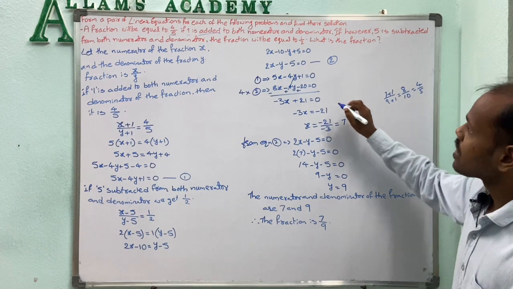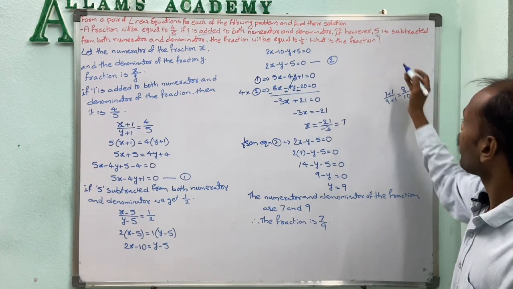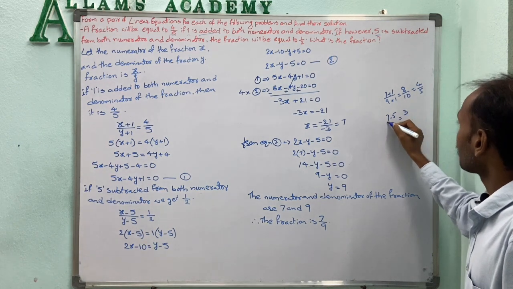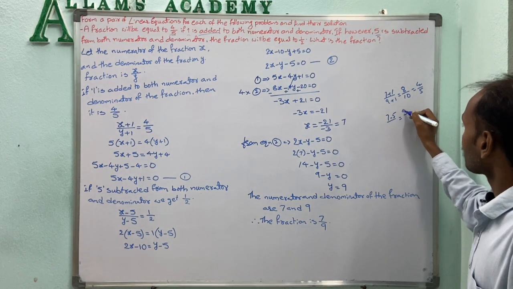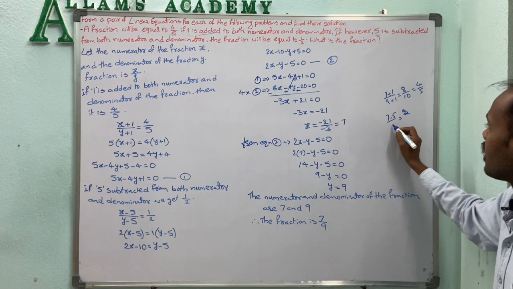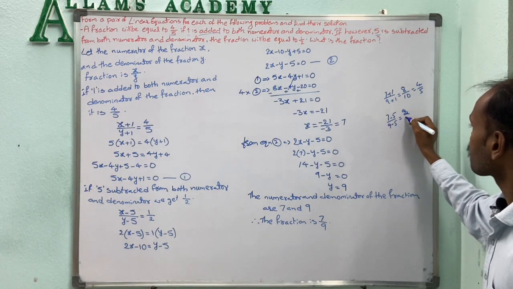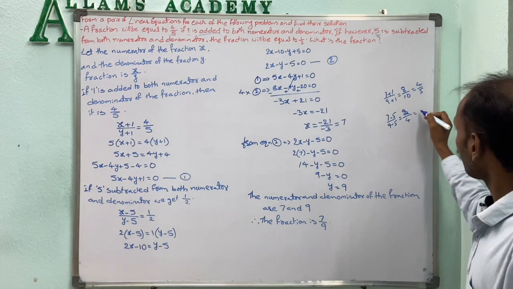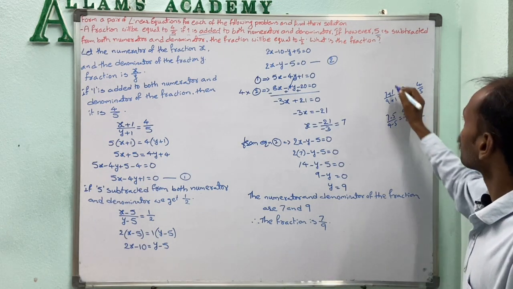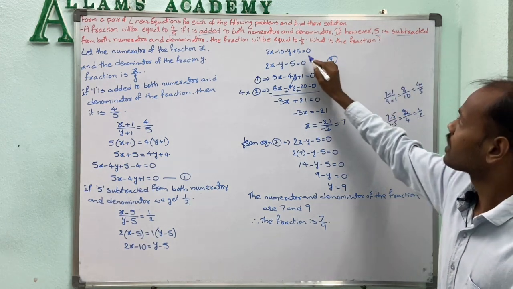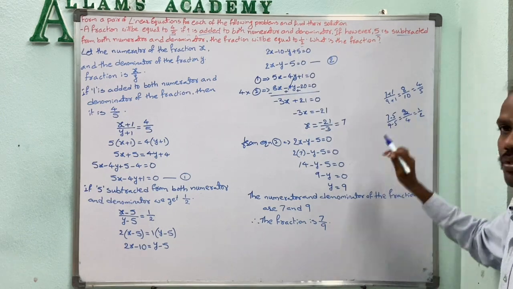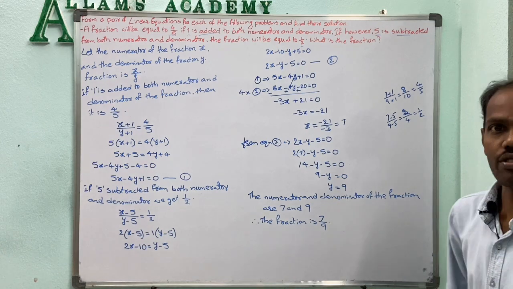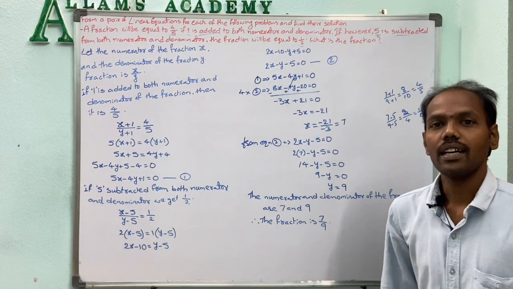Next, if 5 is subtracted, 7 minus 5 is nothing but 2, and 9 minus 5 is nothing but 4. 2 by 4 is nothing but 1 by 2. So if 5 is subtracted, then we get 1 by 2. Okay, so here we get 7 and 9 as the numerator and denominator, and that is correct.